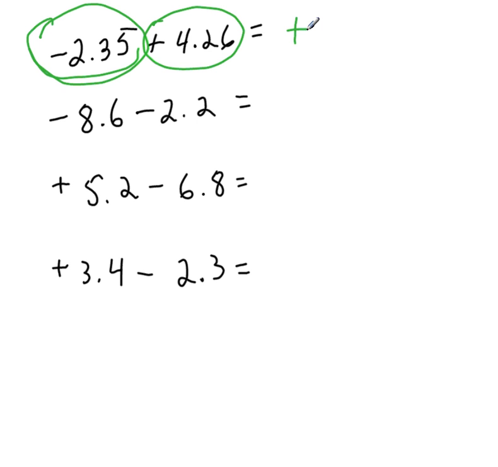In the next example, I would use the language I've lost 8.6. Then I lost 2.2. So I already had a loss of 8.6. Now I have a loss of 2.2. I'm going to have an even bigger loss. So that will be a negative number.